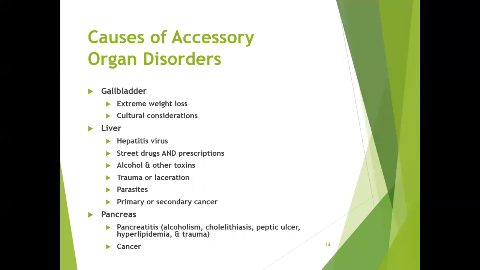Causes of accessory organ disorders. In the gallbladder, if a person experiences extreme weight loss, the gallbladder may be more likely to cause the GI system some trouble. Additionally, as we mentioned, both Native Americans and Mexican Americans are more likely to have issues with their gallbladder and are more likely to form gallstones. 70% of Native Americans form a gallstone before age 60.